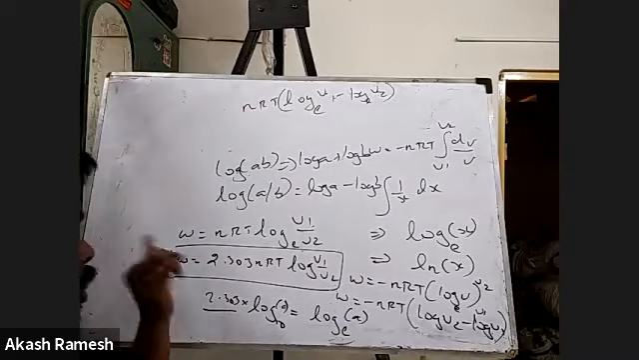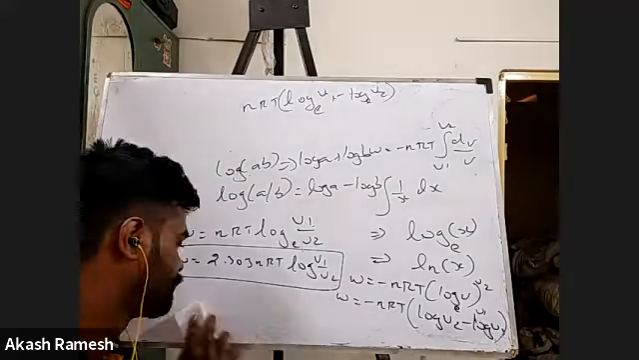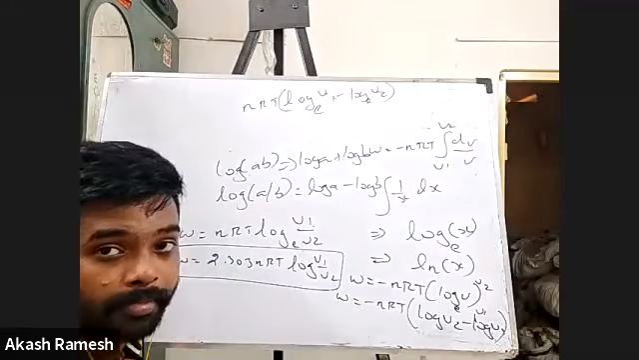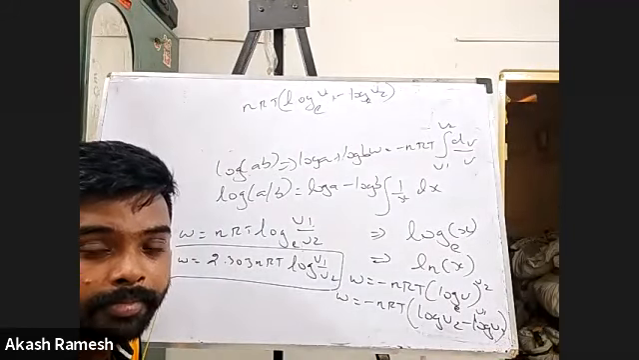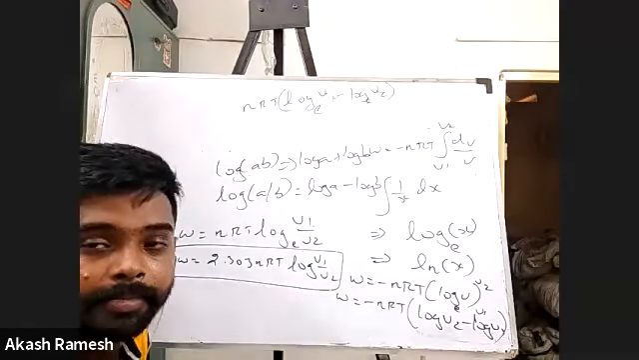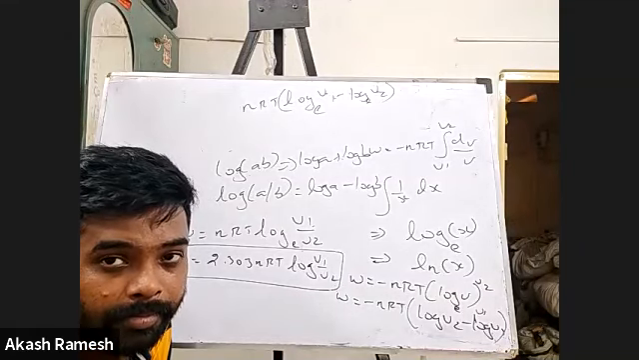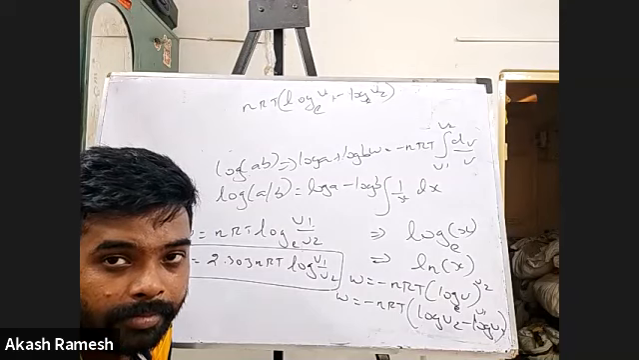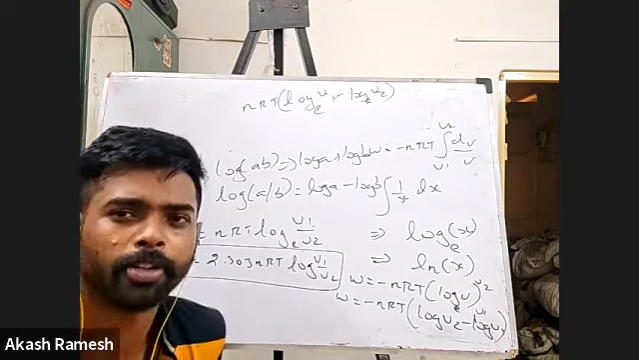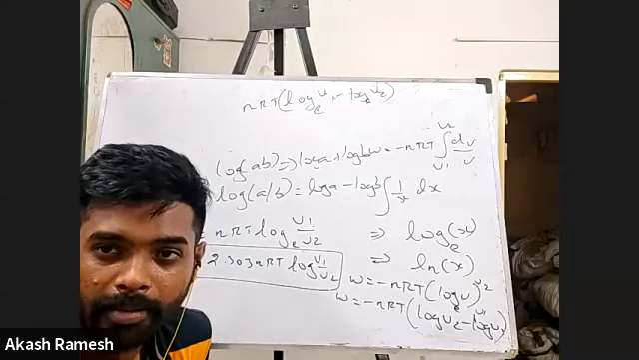So this equation, you have to remember: 2.303, n is the number of moles, and R. What is the R value here, in this case? Nobody remembers the R value? It is 8.314.